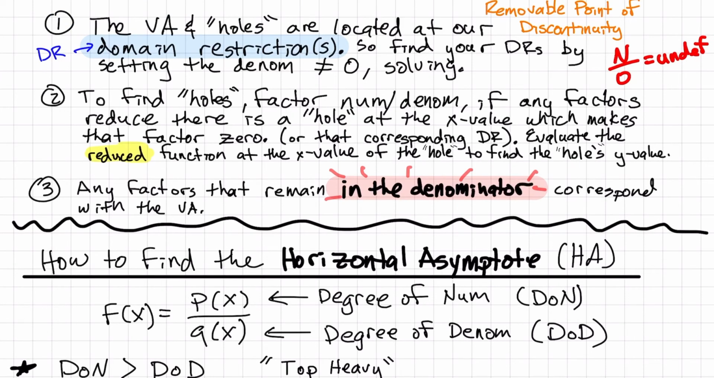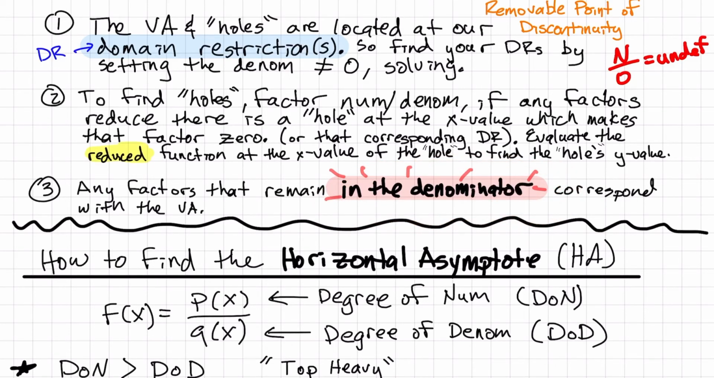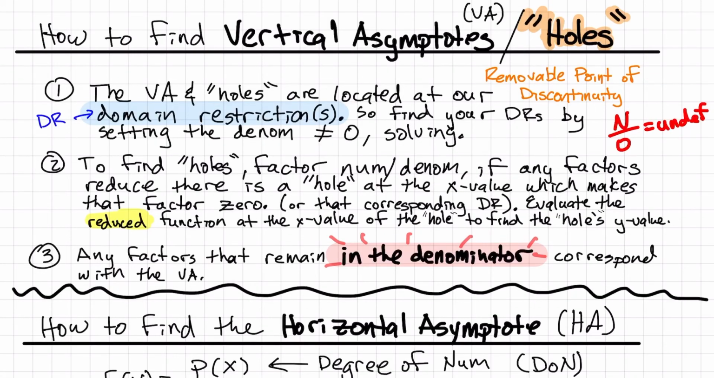Then any factors that remain, any factors that you have not reduced in the denominator, big point, in the denominator, correspond with vertical asymptotes. By correspond, I mean the x values which make those zeros. They are the domain restrictions, or set them equal to 0 and solve. So make sure it's clear that it's in the denominator. I'll talk about what happens if it's in the numerator in a second. All right, so that's vertical asymptotes and holes.